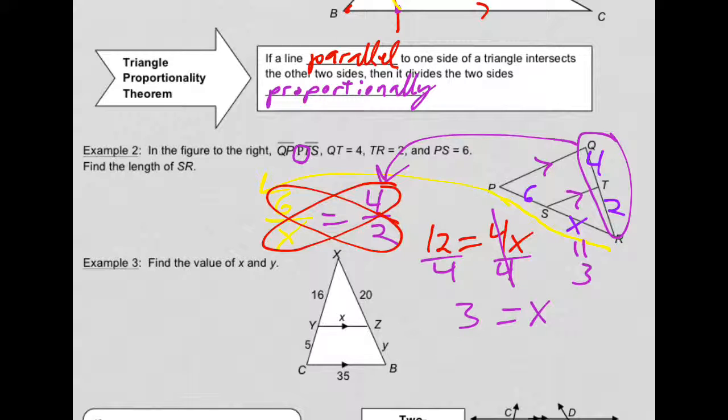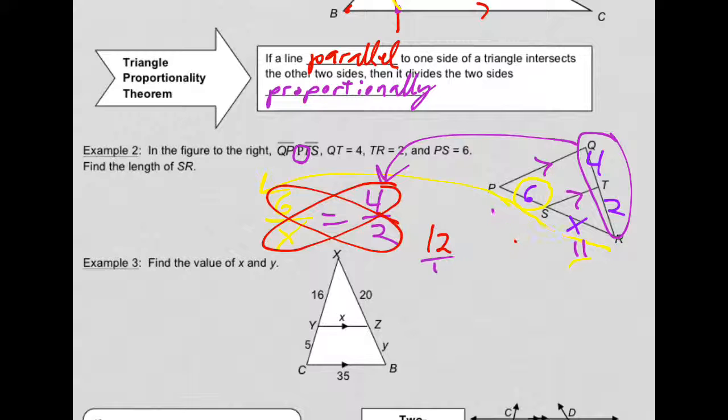Now I can check that really quickly. I can say, all right, well, I've got 3 over here, 6 over here, and I know that 3 is half of 6, right? 3 is half of 6. Well, is 2 half of 4? Yeah, 2 is half of 4, and 3 is half of 6. So I know that those guys are proportional. All right.